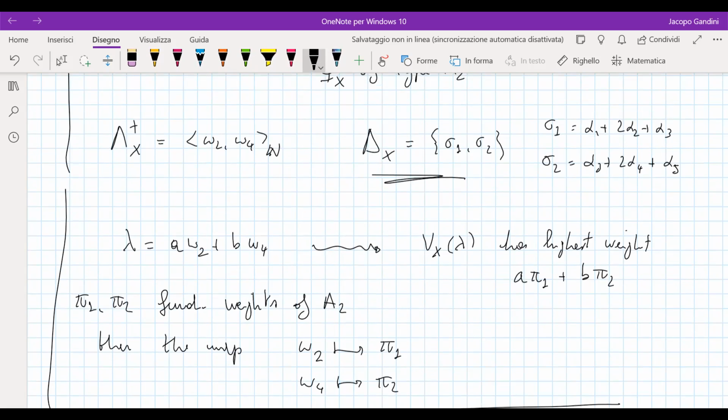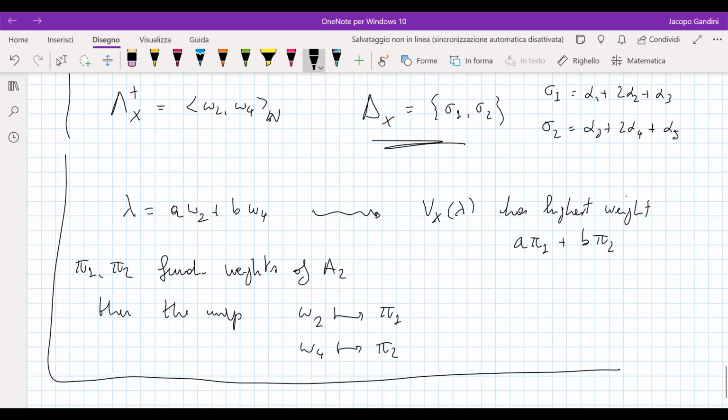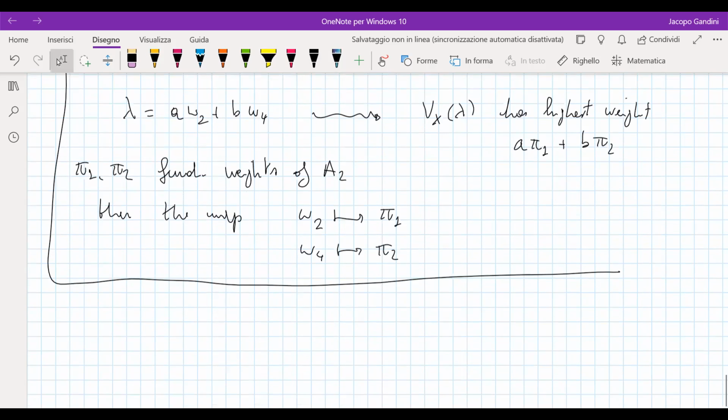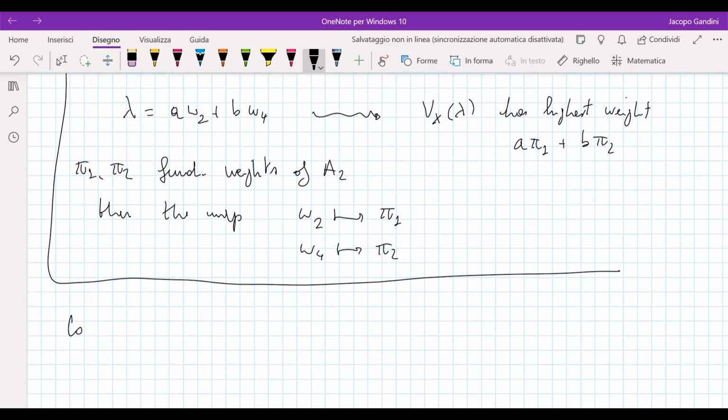Yeah. So these are the simple roots of the root system. We have two roots generating this A2. So we have their sum, for instance, also is going to be an element of phi x. Okay, so let's come to a conjecture.